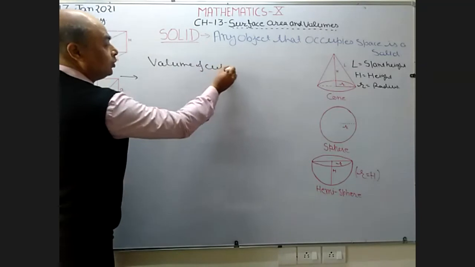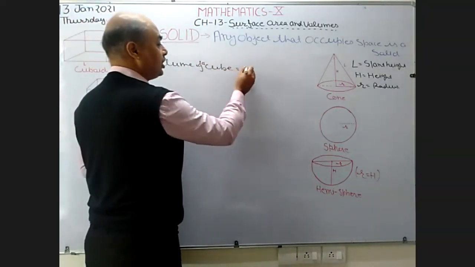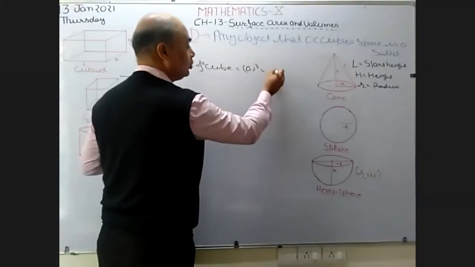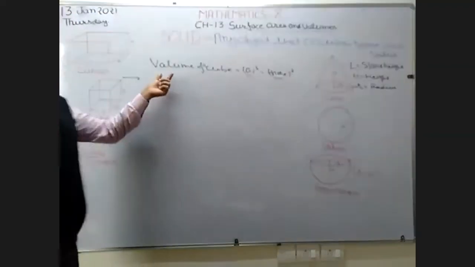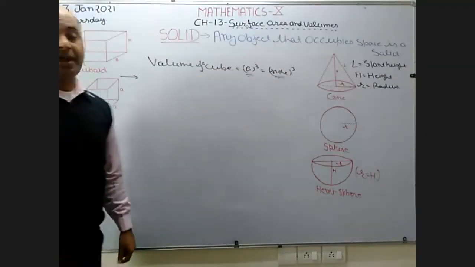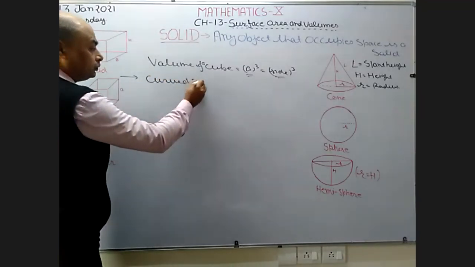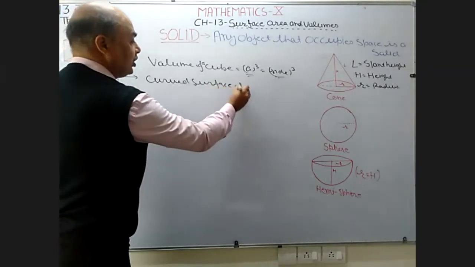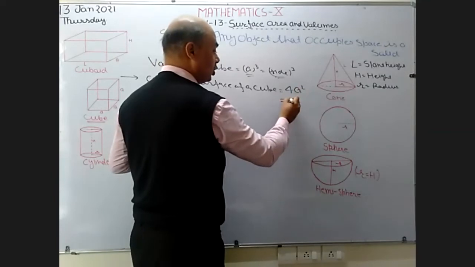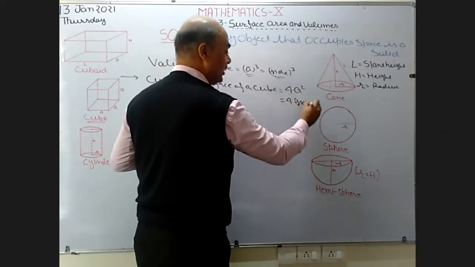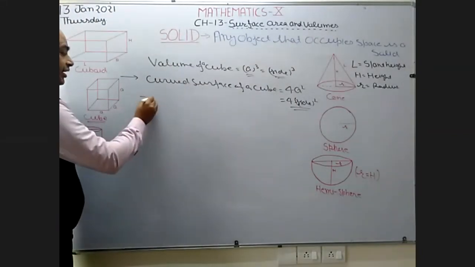of a cube. The formula for the volume of a cube is a cube, or you can write side cube. Both are the same. Next one is the lateral surface area of a cube. The formula is 4a square, or you can write 4 into side square. Both are the same. So next one is total surface area, right?